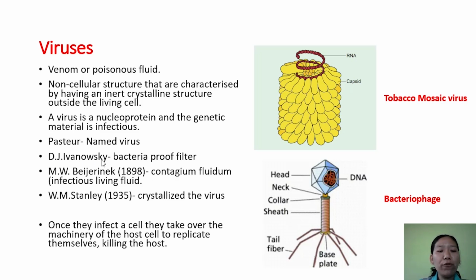Ivanovsky was able to filter the virus through a bacteria-proof filter. And then another scientist, M.W. Beijerinck, in 1898, was able to extract the fluid from a virus-infected plant, and this fluid was able to cause infection in a healthy plant. So he called such a fluid a contagium vivum fluidum, or infectious living fluid. And W.M. Stanley was able to crystallize the virus.